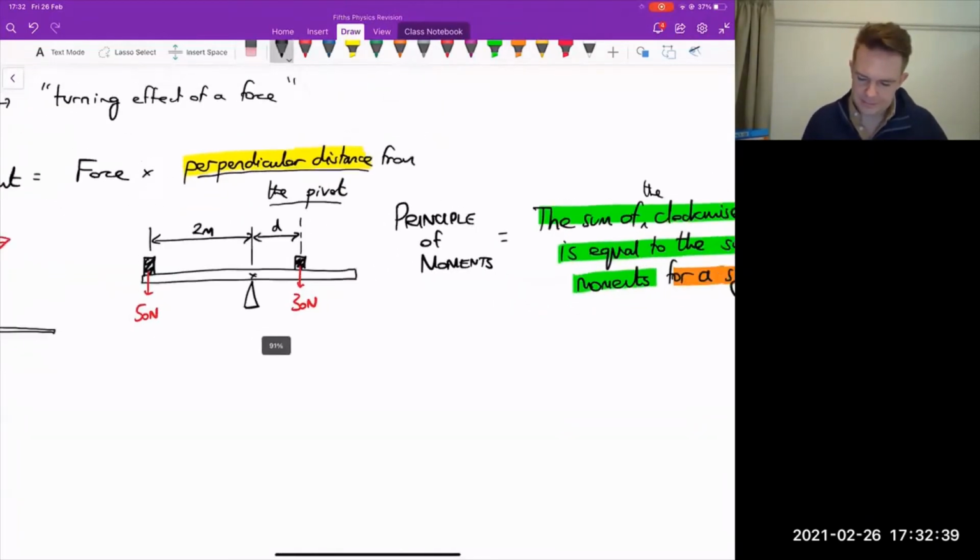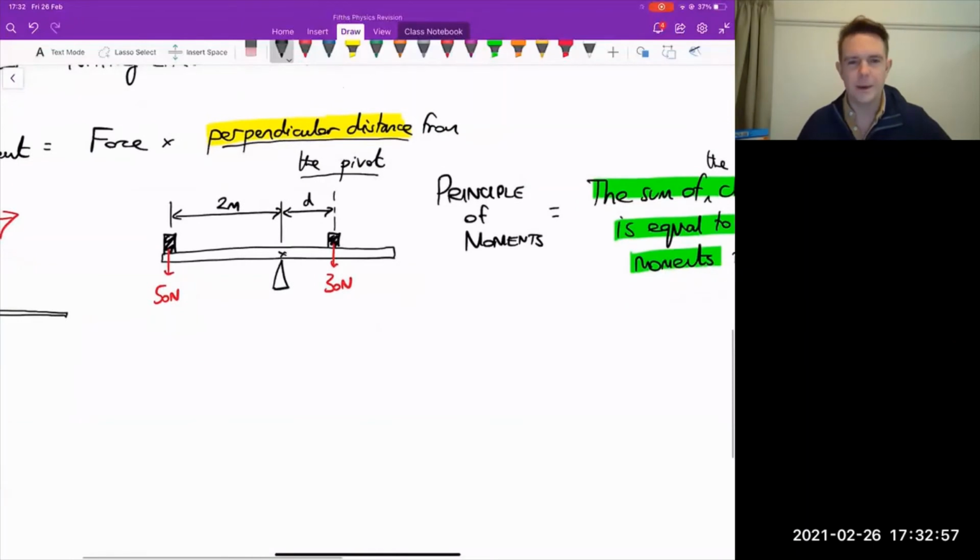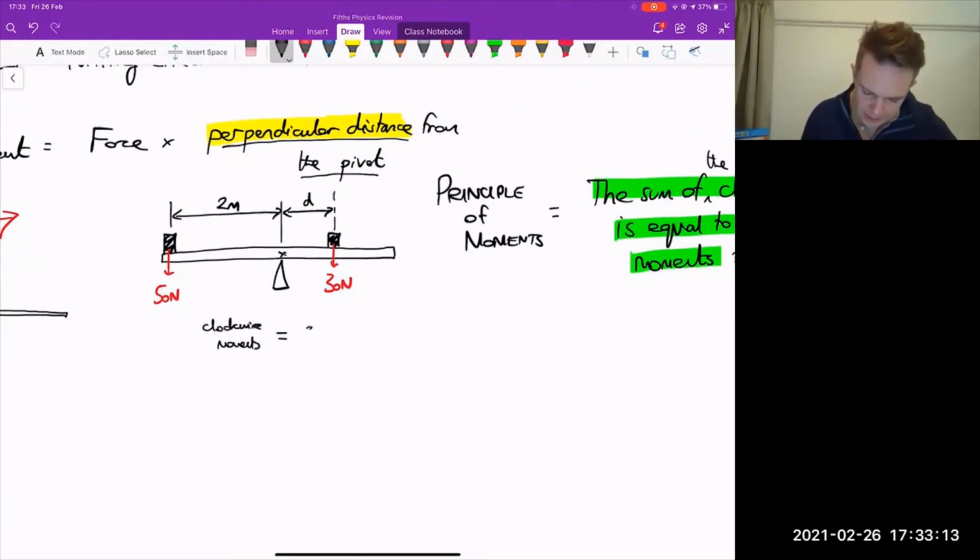Let's use it here for this situation. Again, this is a revision session, so I'm going to try and do the basics. You can obviously get more complicated examples, not much more complicated, but this is a good compromise. What you do is, on one side, you can kind of have an equal sign. On one side, I would have the clockwise moments, and on the other, have the anti-clockwise moments.